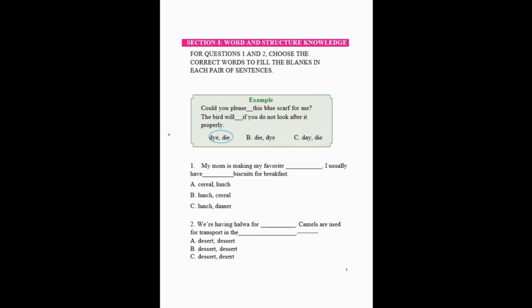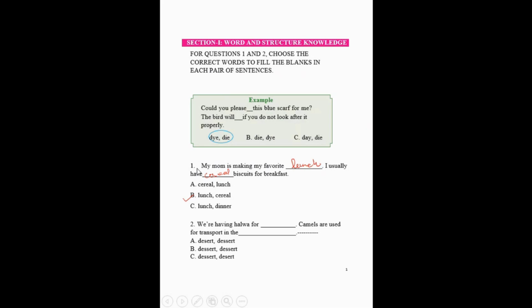So the first question is: my mom is making my favorite dash. I usually have dash biscuits for breakfast. So my mom is making my favorite lunch. I usually have cereal biscuits for breakfast, right? This would be the correct option.